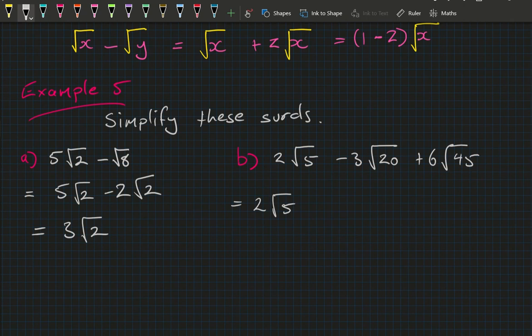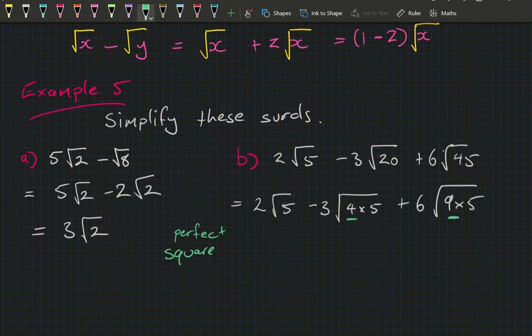4 is a perfect square, so we can rewrite minus 3 times the square root of 20 as minus 3 times the square root of 4 times 5. Looking for square factors inside 45, 4 doesn't divide into it. 9 definitely does. So 9 times 5 is 45, so that means 6 times the square root of 45 is 6 times the square root of 9 times 5. And I've chosen these numbers because they're perfect squares.